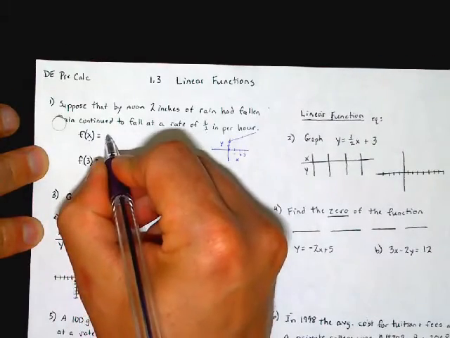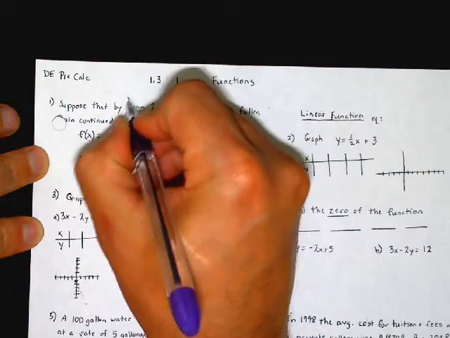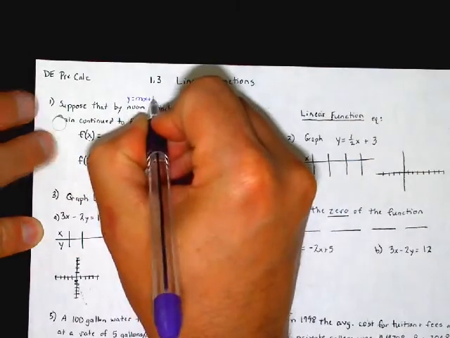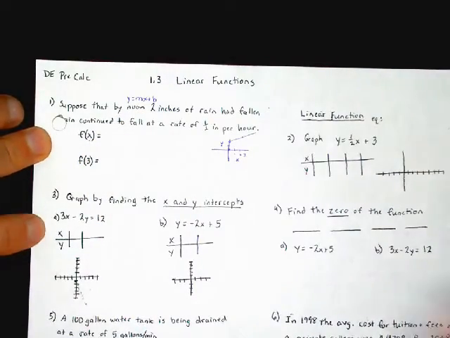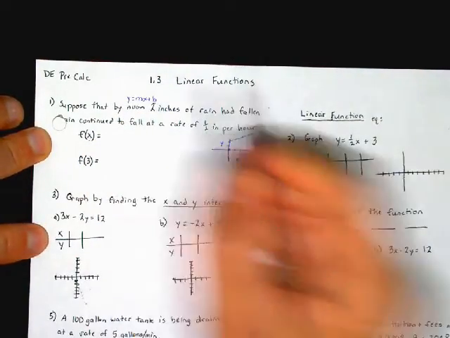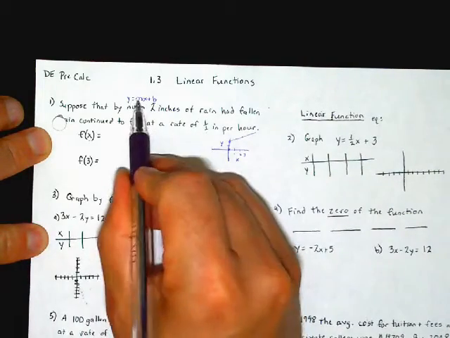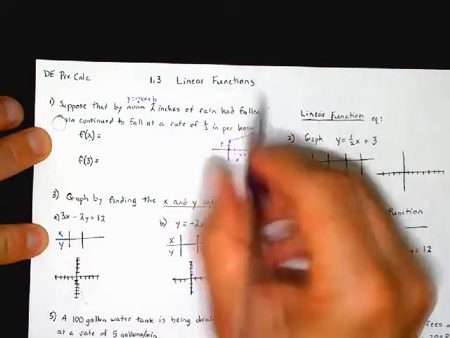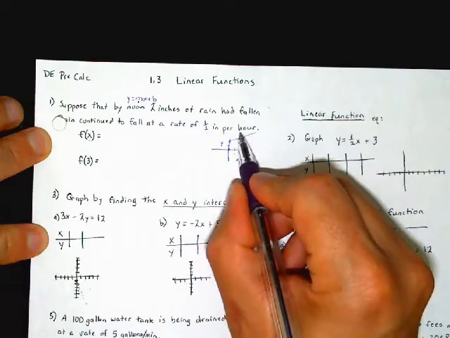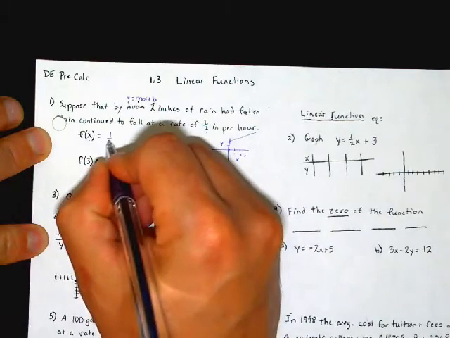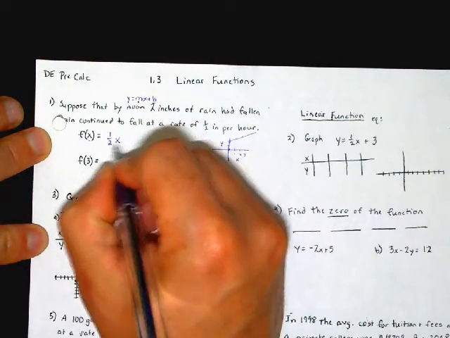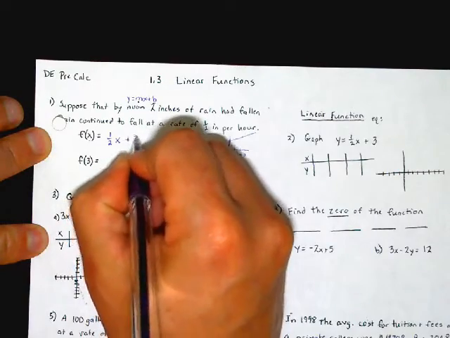So it is, remember, y equals mx plus b. Remember that from Algebra 1? So our y-intercept, our b, is at 2, and our slope is how much it increases for every hour. So up 1/2 over 1. So our equation would be 1/2 x, 1/2 for every hour, plus 2.